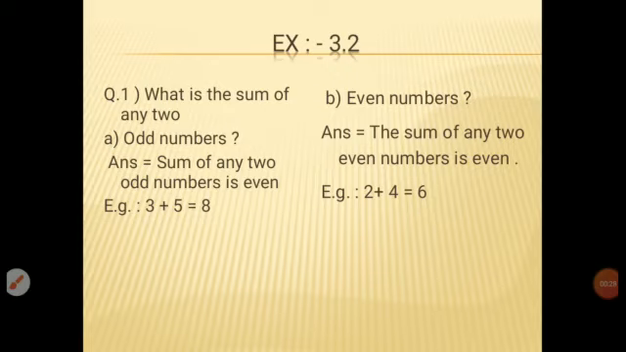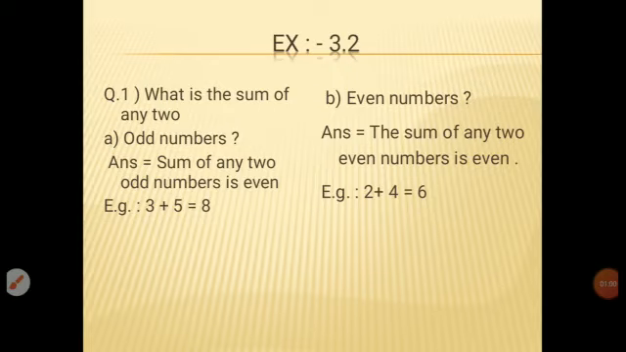As we know, odd numbers are 1, 3, 5, 7, 9. If we add any two odd numbers, for example I have taken 3 and 5, both are odd numbers, and if we add, the answer is 8 and 8 is even. So from this example we can say that the sum of any 2 odd numbers is even.